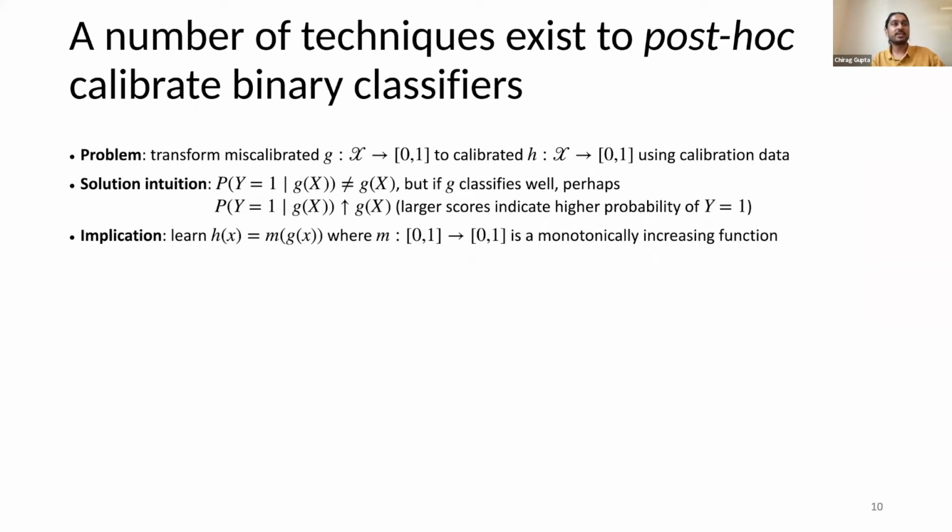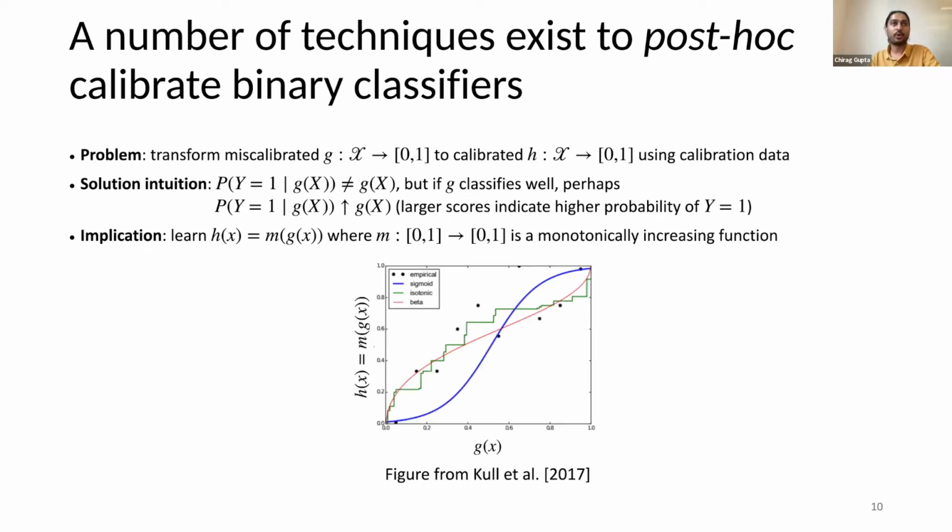And the implication for our problem is that now you can just learn this simple wrapper M around G, which is a function that takes values from the output of G to the output of H. So it just renames numbers in the output of G to the output of H. I have this example, which we'll go deeper into in the next slide. But basically on the x-axis, you have what G predicts, and on the y-axis, you have what H predicts.